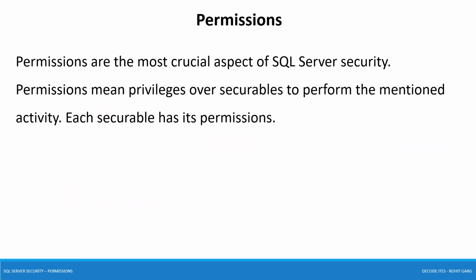What are permissions? Permissions are the most crucial aspect of SQL Server security. Permissions means privileges over securables to perform mentioned activity. Each securable has its own permissions. Securables can be divided into three types on basis of their scope: database, server, and schema. As they are different on basis of their scope, objects that come under those securables are also different, and permissions associated with each object can also be different.